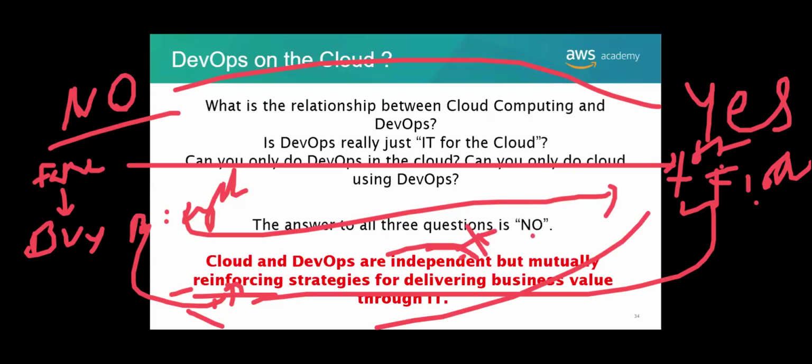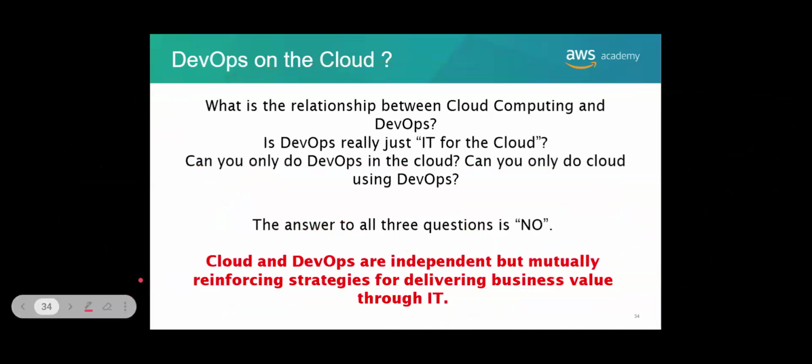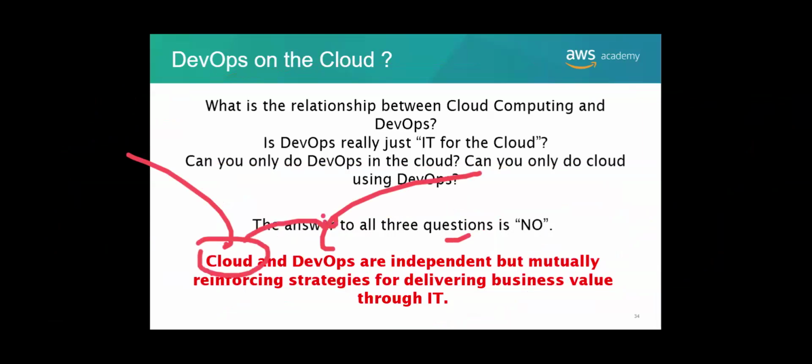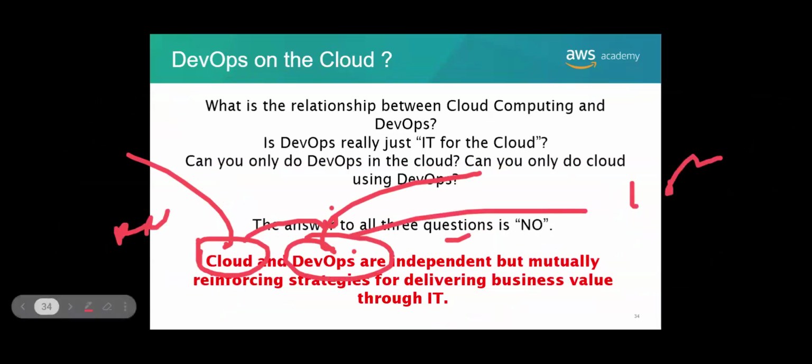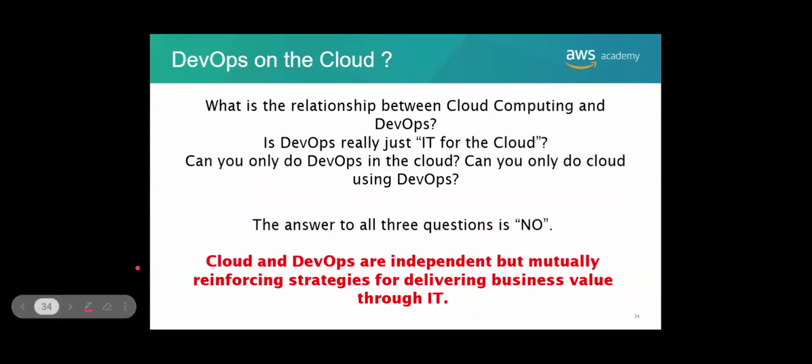No, correct na? But a mutually reinforcing strategy is just a mutual reinforcing strategy for delivering business value through IT. Now are you getting? Yes, cloud and DevOps are both independent. There is a cloud engineer job, there is a DevOps engineer job. But if you know cloud, you can understand DevOps easily. So now DevOps has become your first rank, and cloud has become your bicycle. This is just reinforcing it to achieve your DevOps.